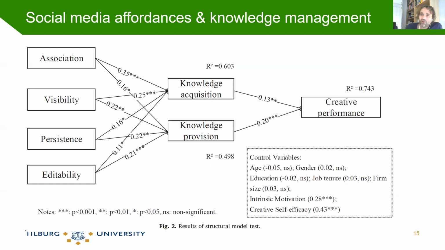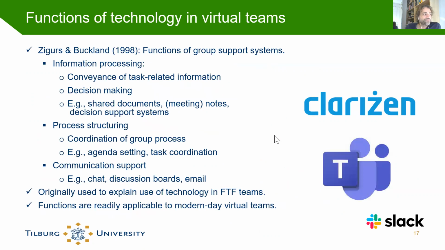I thought it was a pretty interesting paper because it was one of the first who actually linked specific affordances to knowledge management. So you see that if you're able to implement these affordances, then people may be able to share knowledge in your organization better.